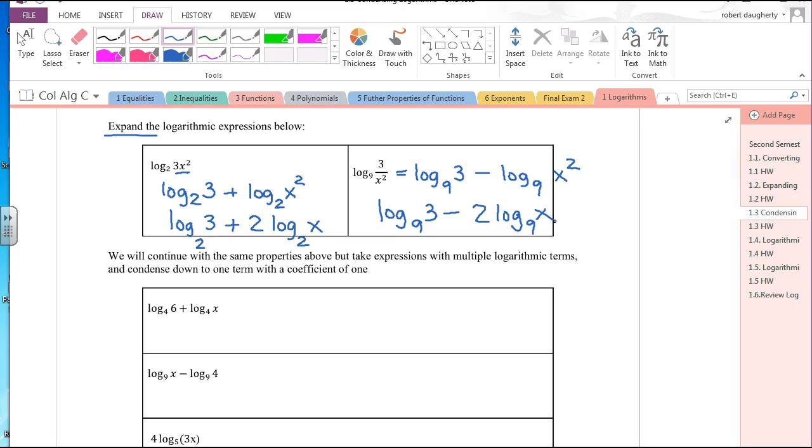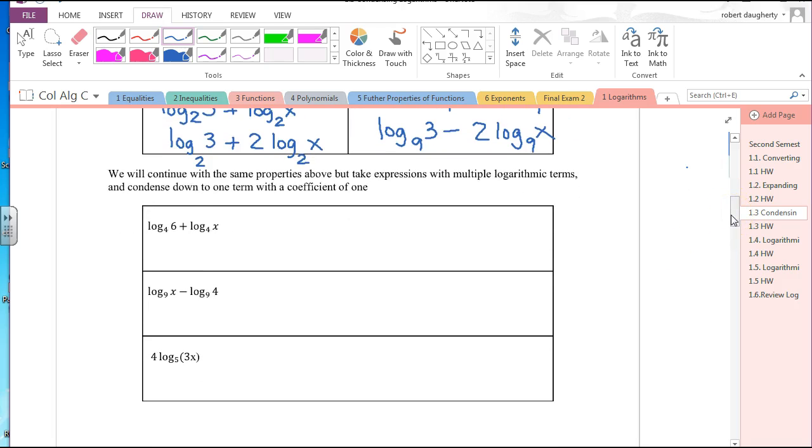Now, the reason we spent that time was so that you could learn the product, the power, and the quotient rule. The real reason we're doing this is because it's a better skill to start with something like this and bring it down to one logarithm. We'll need that to solve some equations on Monday. So all I'm going to do today is, in reverse, take multiple log expressions and write them as the log of one thing.